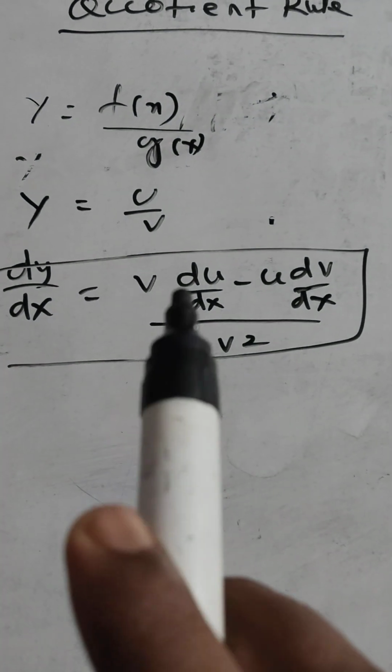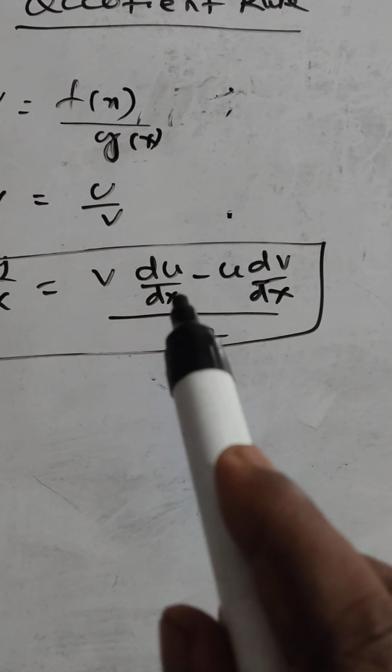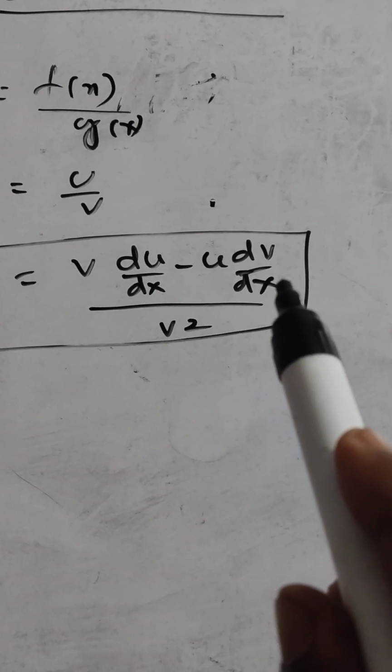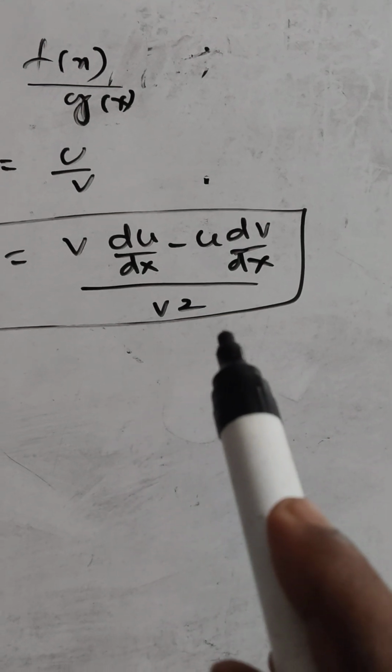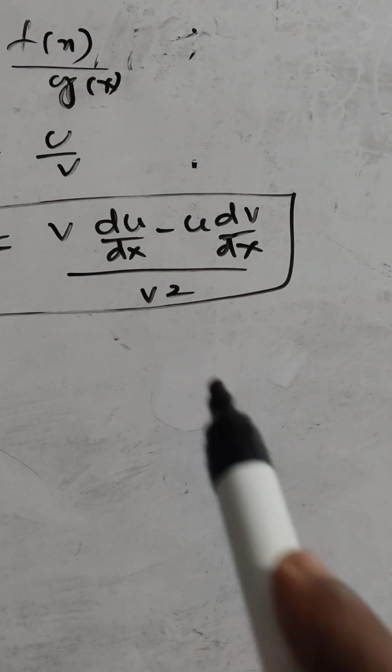This is the quotient rule, the division rule. dy by dx is equal to v into derivative of u minus u into derivative of v, divided by v square. That is, second into derivative of first minus first into derivative of second, by second square.